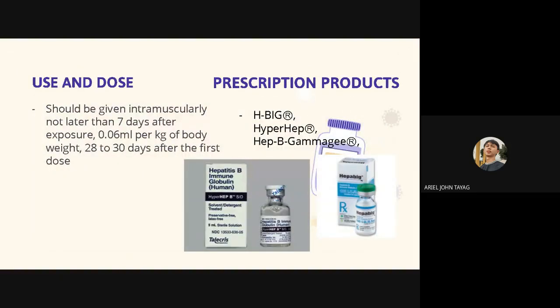So for the use and dose, injections should be given intramuscularly not later than 7 days after exposure, and the recommended dose is 0.06 ml per kilogram of body weight, repeated 28 to 30 days after the first dose. For the prescription products, we have HyperHEP B and Gamma G.